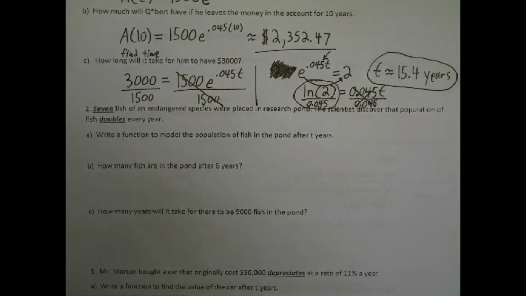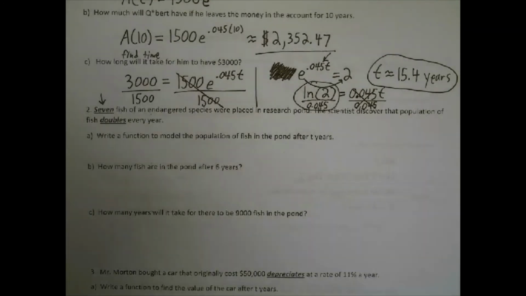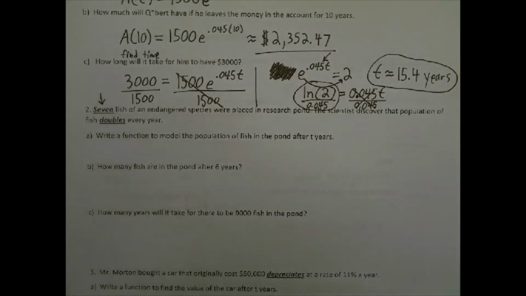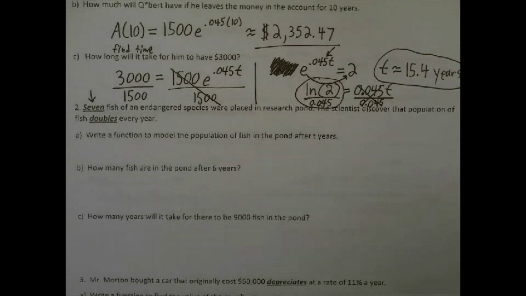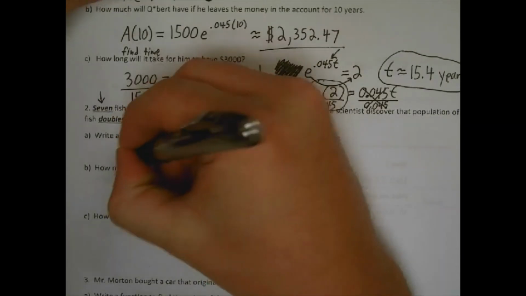Number 2, 7 fish of an endangered species were placed in a research pond. The scientist discovers that the population of fish doubles every year. So it's going to double every year, okay? Write a function to model the population of fish in the pond after T years. So in the pond after T years, I'm going to put A of T.